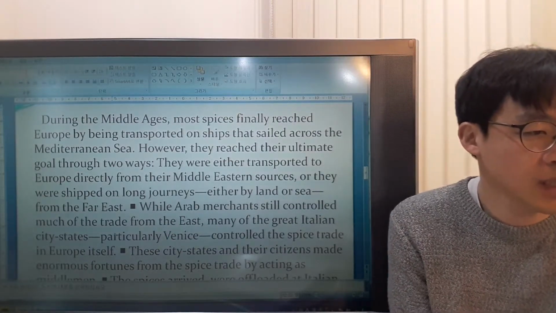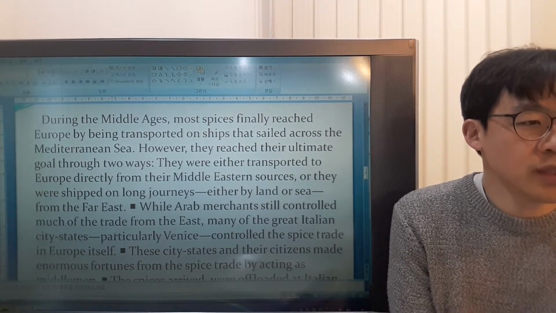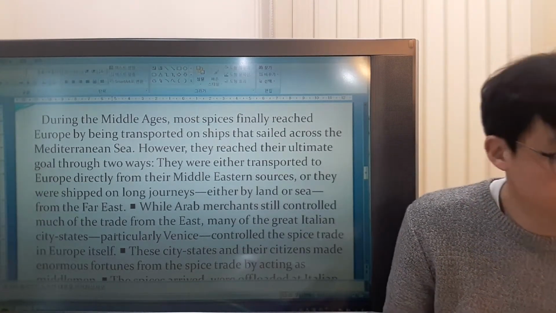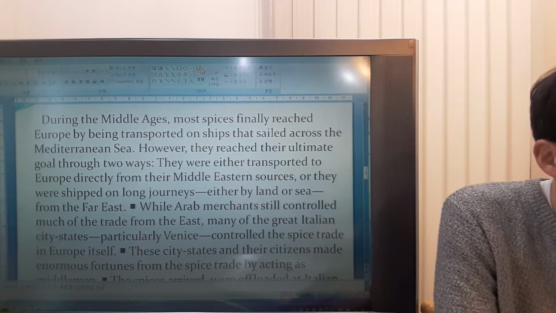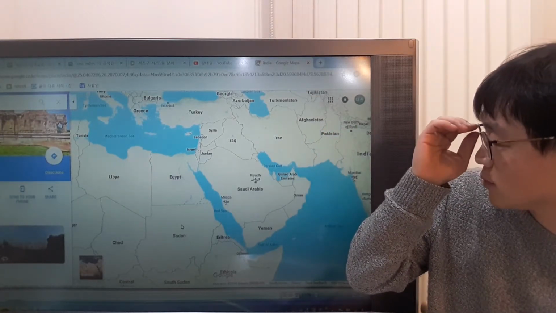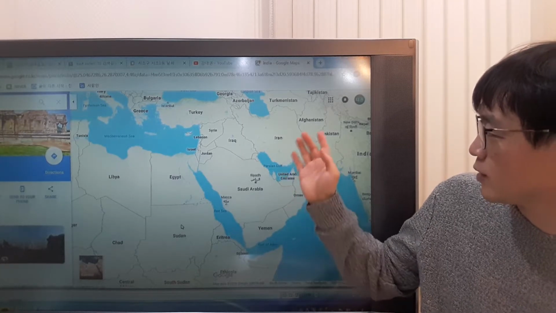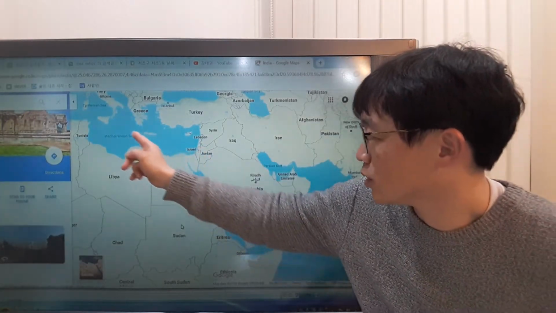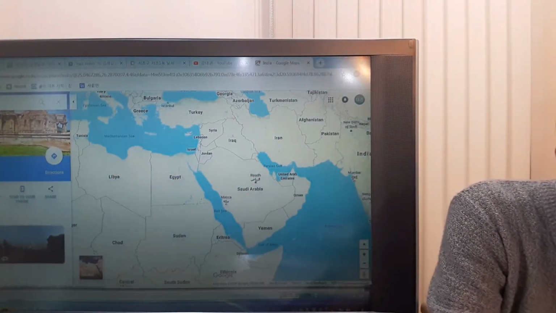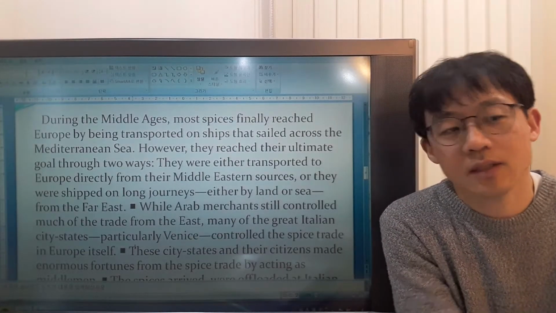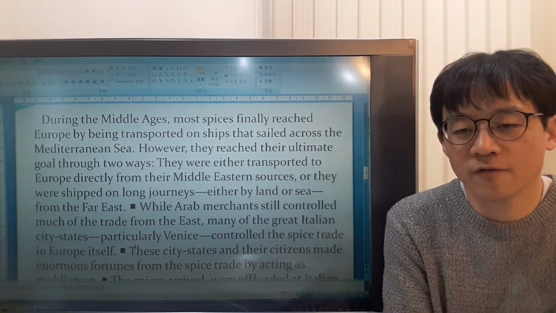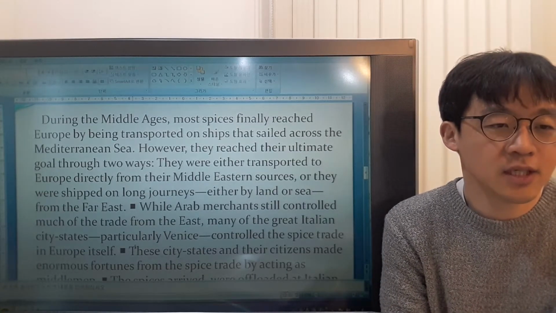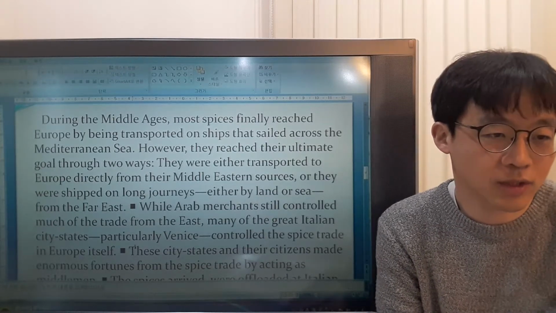During the Middle Ages, most spices reached Europe by being transported on ships that sailed across the Mediterranean Sea. Because they obtained spice from these countries, Middle Eastern Arab merchants. The spice were transported across the Mediterranean Sea. That's what it means. Middle Ages, what is that? This is the period of time in Europe mostly, after the collapse of Roman Empire in 476 AD until around 1500 AD. Do you understand?